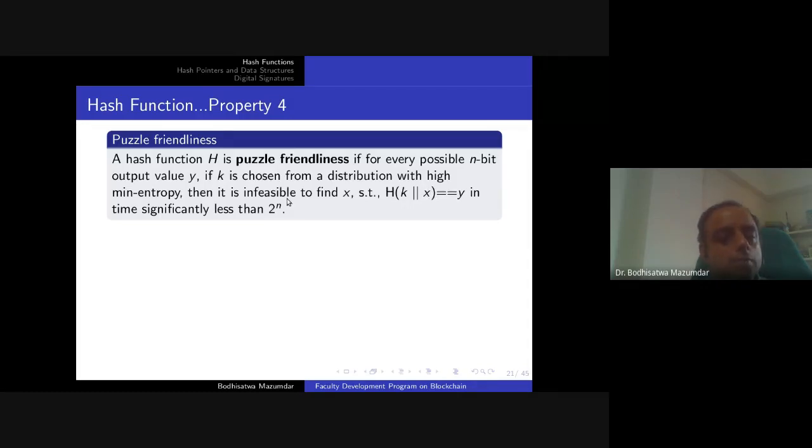2 to the power n means it is an exponential time. So it should take an attacker an exponential amount of time to guess this value of x. So this is called the puzzle-friendly property of the hash function.